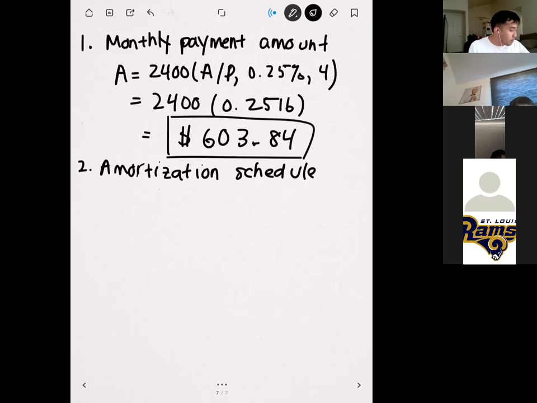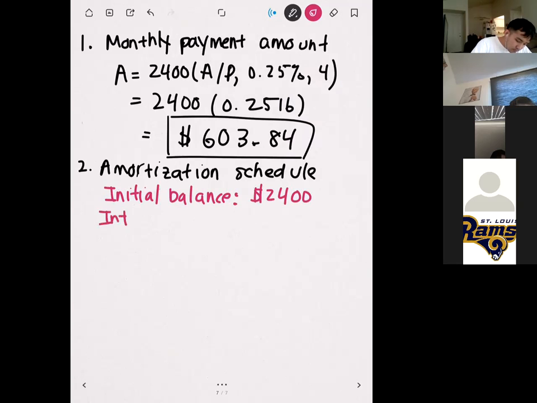All right, so next we have our amortization schedule. First let's fill out the header portion. First we have the initial balance. We know our initial balance is 2,400. Next we have our interest rate. Our interest rate was 0.25%, and if we want to put this in decimal form, this is 0.0025.